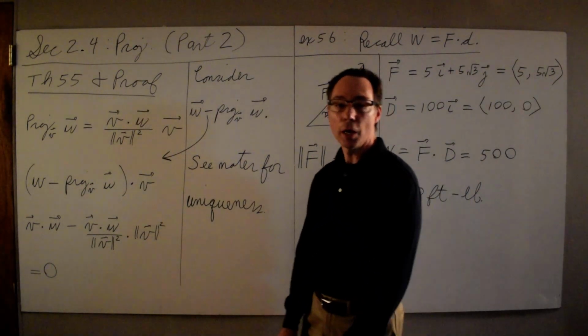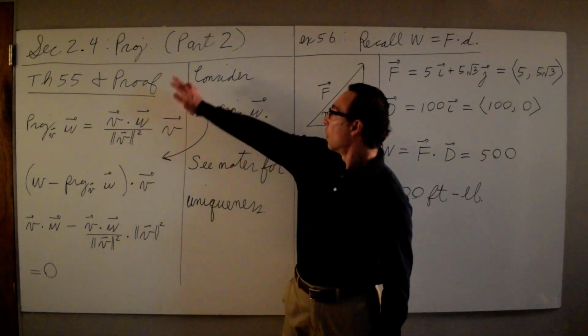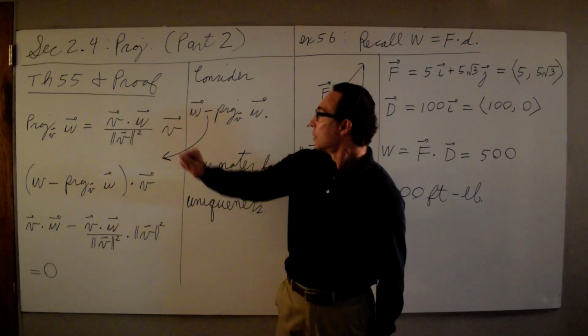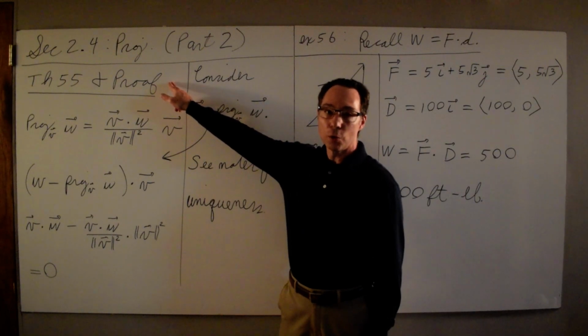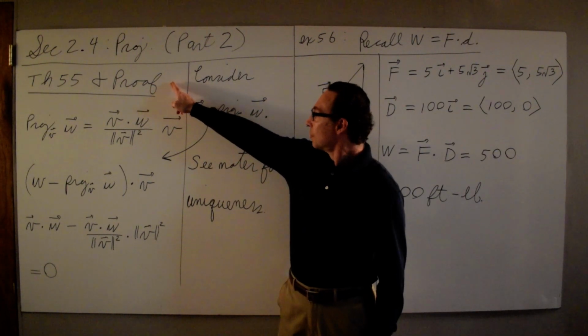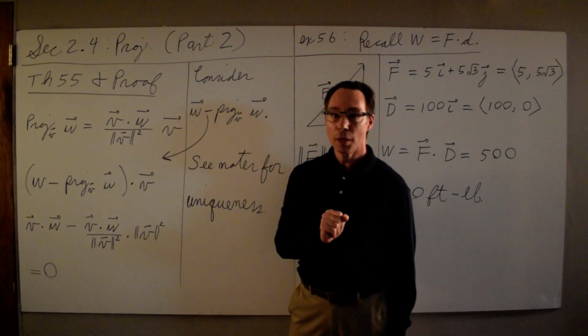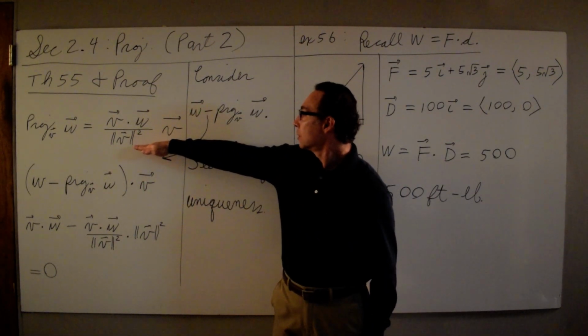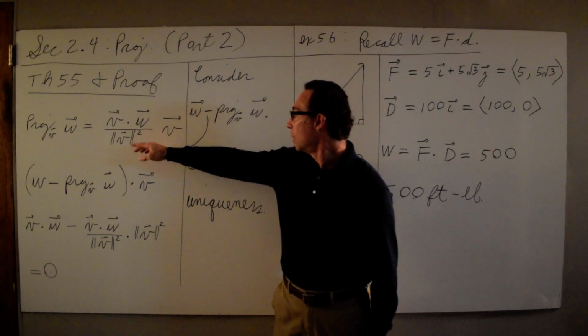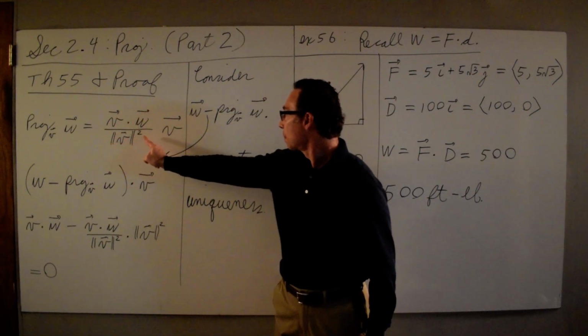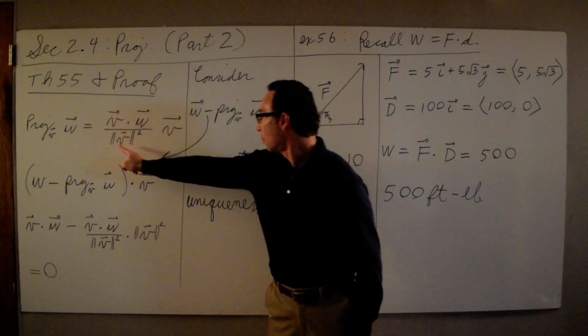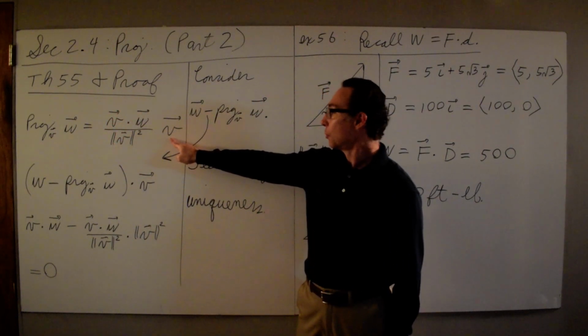This is the second video in section 2.4 on projections. So I'm going to really just discuss Theorem 55 and its proof. Recall what the projection is. The projection of W onto V, we calculate it this way. So we have, this is our scalar, and this is our vector V.